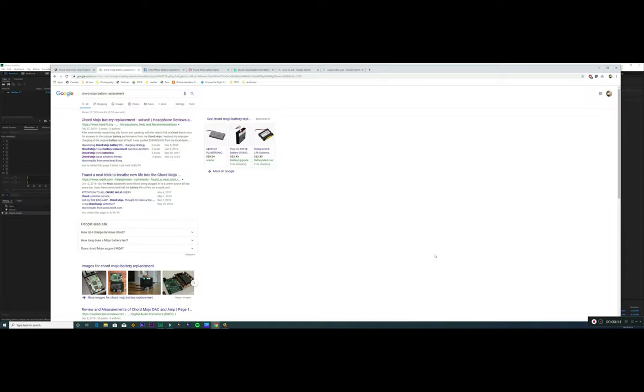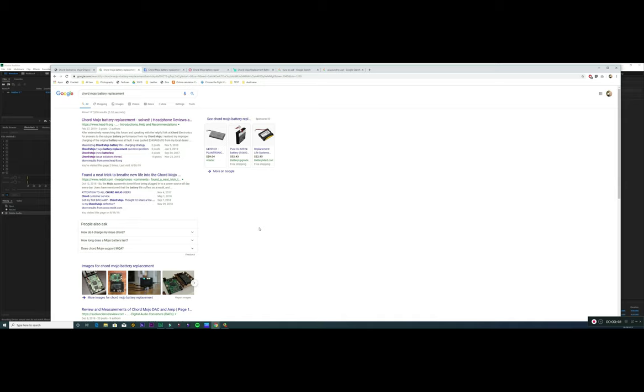Changing the Chord Mojo battery, as you saw, is fairly straightforward. However, finding the Chord Mojo battery is not. If you go to Google and you search for Chord Mojo battery replacement, you will get a lot of results talking about people complaining about the Chord Mojo battery, and maybe a handful, really 2 to 3, results talking about a battery replacement option itself. Now, Google might suggest batteries for your Chord Mojo like it does here on the side. Don't buy into that. These are not the batteries for the Chord Mojo.